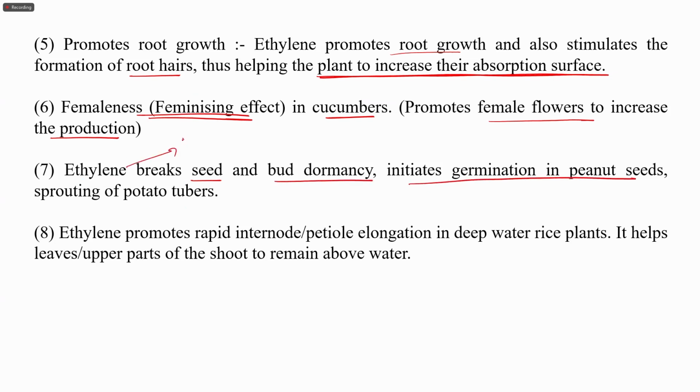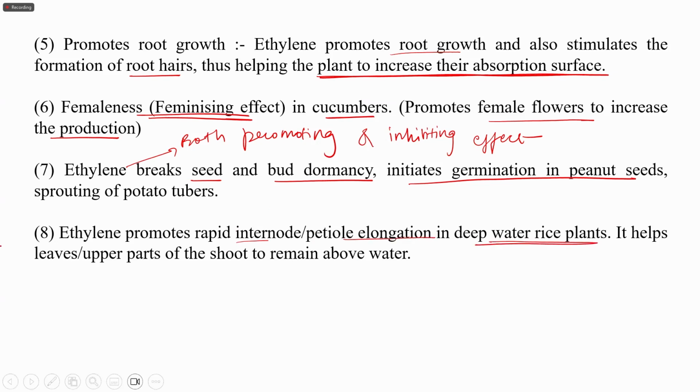That is why we said that it has both promoting as well as inhibiting effect, right? Because in certain cases, it is leading to the promotion by initiating the germination in peanut seeds, sprouting to potato tubers, etc. Last effect of ethylene is it promotes rapid internode petiole elongation in deep water rice plants. It helps leaves, upper parts of the shoot to remain above the water. So rapid internode or petiole elongation in deep water rice plants so that the shoot can remain above the water.